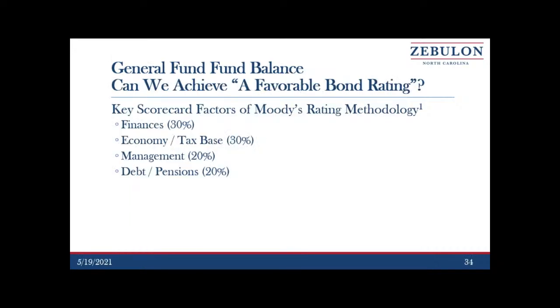When you're talking about fund balance as it relates to our bond rating, and what we need to do to achieve and keep a favorable bond rating, you see here the methodology from Moody's. Some of you have heard this before, but we'll go over it again. 30% of it is based on finances, and then 30% is based on the economy and the tax base. There's about 13 categories that make up this 100%. Most of them are 5 to 10. They're either 5 or 10% per each of those 13 categories.